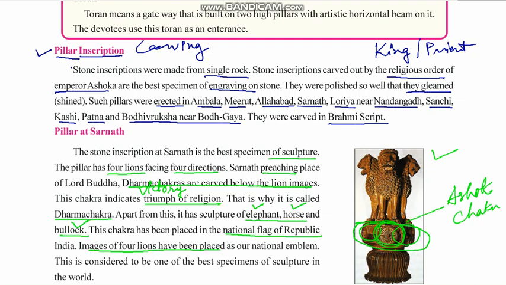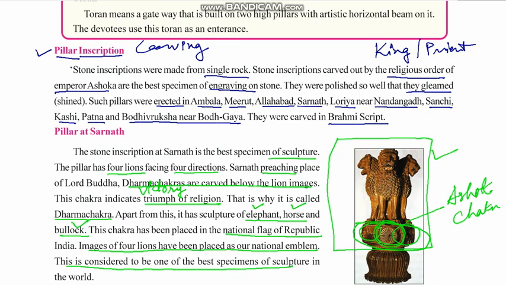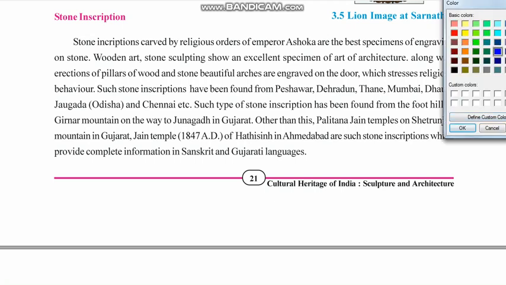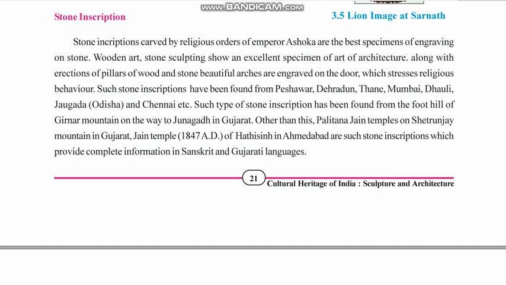The image of four lions has been placed as our national emblem. So this is considered our national emblem. This is considered to be one of the best specimens of sculpture in the world. The next is stone inscription. Stone inscription carved by the religious order of Ashoka.